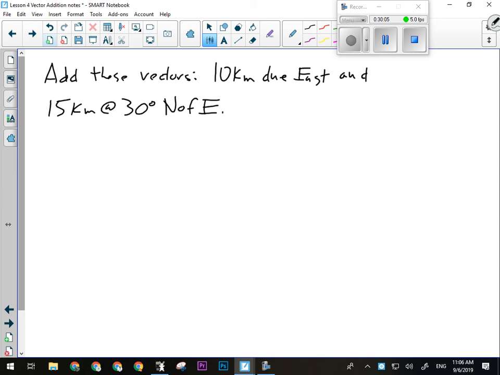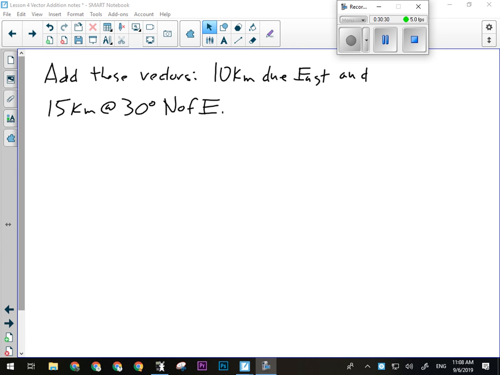Okay, I want the total displacement of those two vectors. 10 kilometers due east, then 15 kilometers at 30 degrees north of east. Right, I'm going to give you a few minutes to draw the diagram yourself, and then I'll draw the diagram. Okay, then I'll give you a few more minutes to kind of get through the X and Y's and all of that.